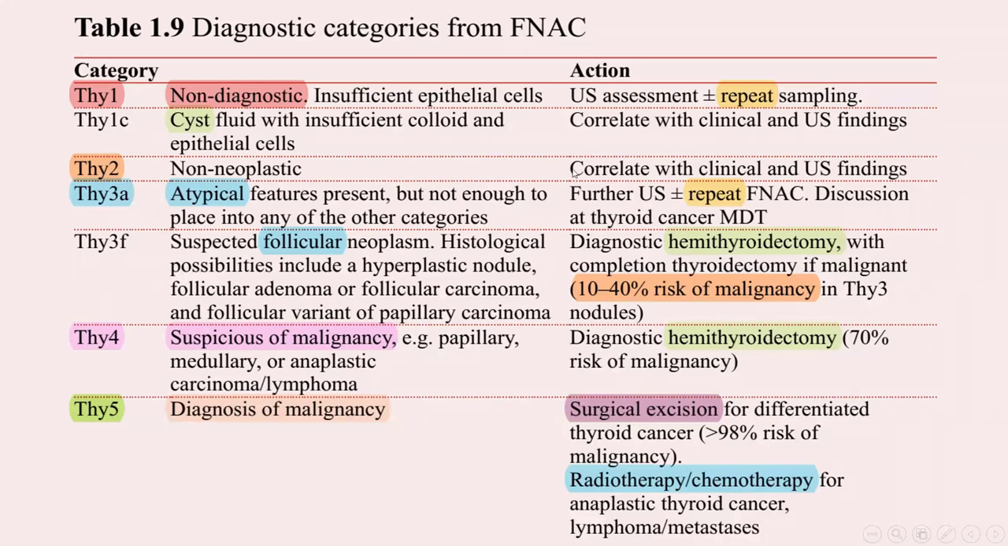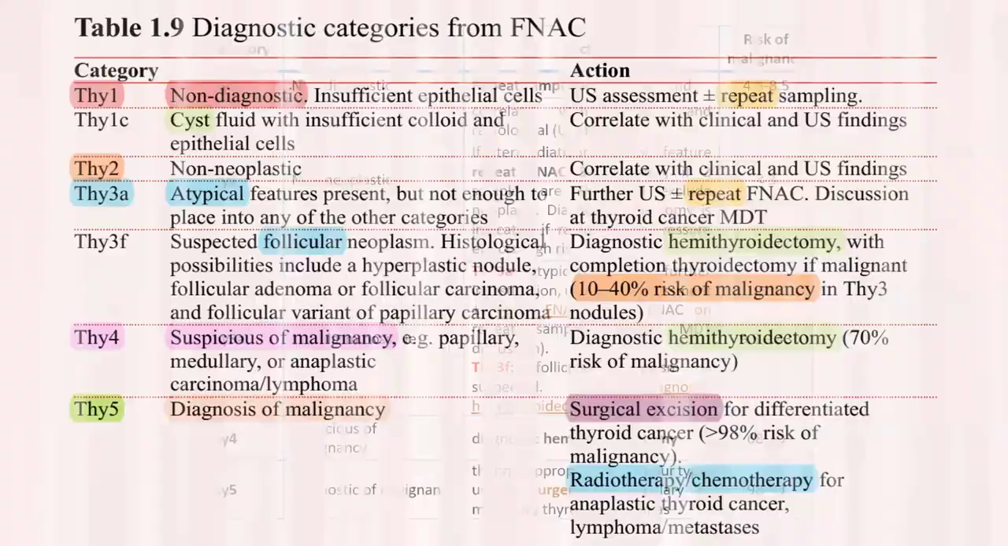Thy2 is non-neoplastic, and you need to repeat fine needle aspiration biopsy within 3 to 6 months if there is a suspicious feature. Thy3a is atypia, repeat. Thy3f is follicular, hemithyroidectomy, with a risk of malignancy of 10 to 40%. Thy4 is suspicious of malignancy, diagnostic hemithyroidectomy, because the risk of malignancy is about 70%. Thy5 is diagnosis of malignancy: surgical excision if differentiated thyroid cancer, radiotherapy and chemotherapy for anaplastic thyroid cancer.